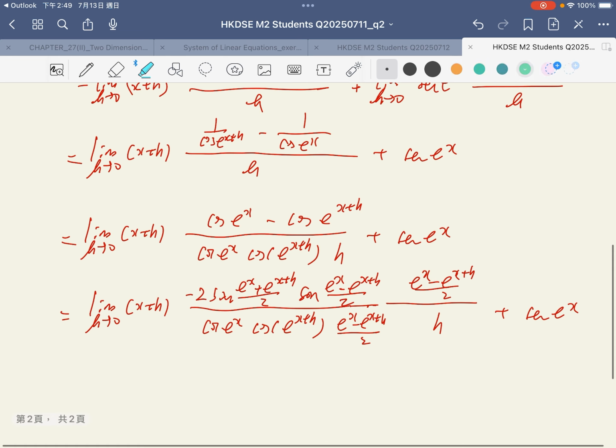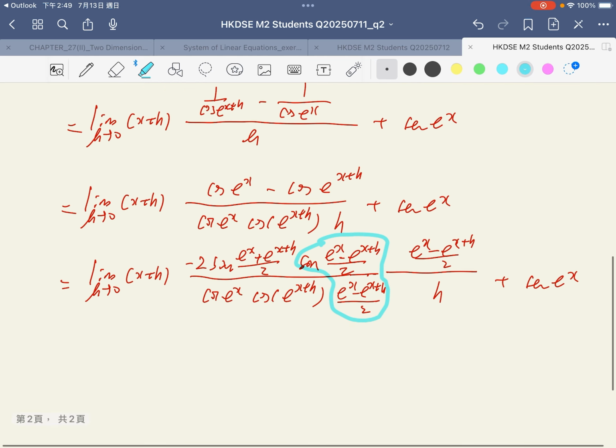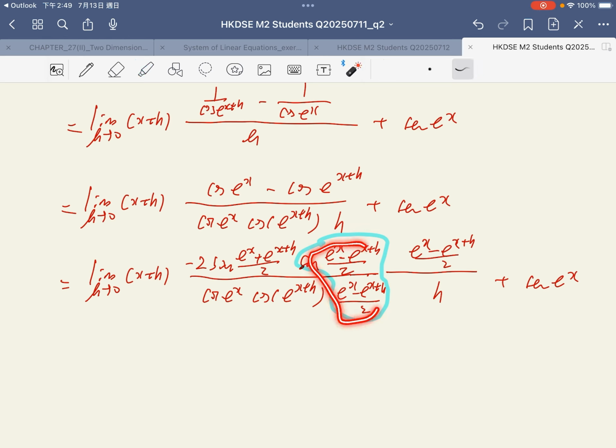And we can see that this is actually equal to 1. That's the property of limit. As h tends to 0, that means e^x minus e^(x+h) over 2 tends to 0. That means this part, by the limit as x tends to 0 of sin x over x, equals 1. That is 1.